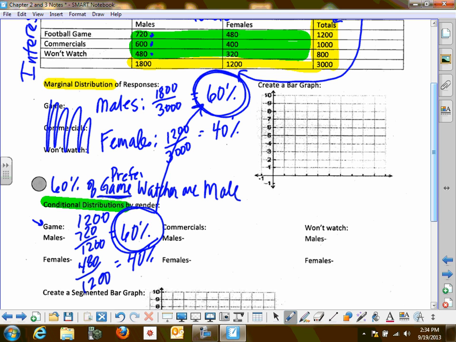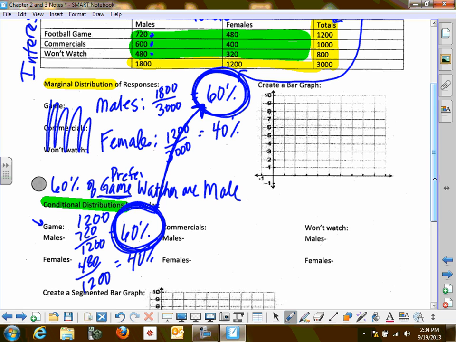So, since the male percent that watches the game is the same rate as the male percent in the total sample, and that is happening as expected, that means the gender is not affecting their choice of watching the game, because there's 60% in my sample and 60% are choosing to watch for the game.